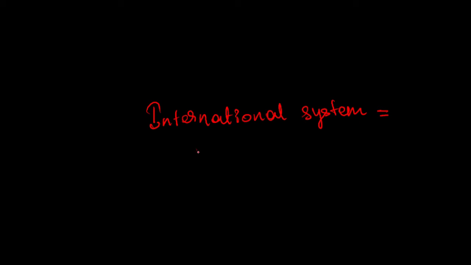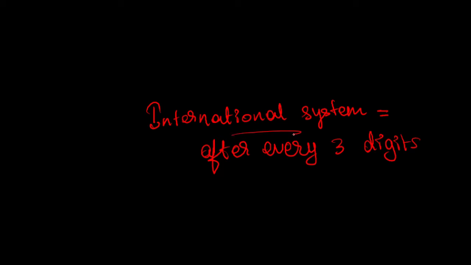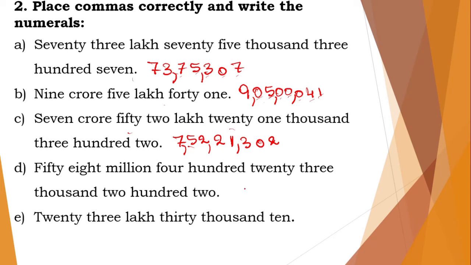we put the commas after every 3 digits. The first comma will also be after every 3 digits and the next commas also will be after every 3 digits only. So like this we put the commas in international system. Now let's write the numeral and then we'll put the commas.